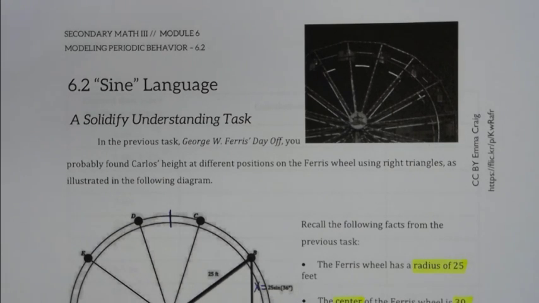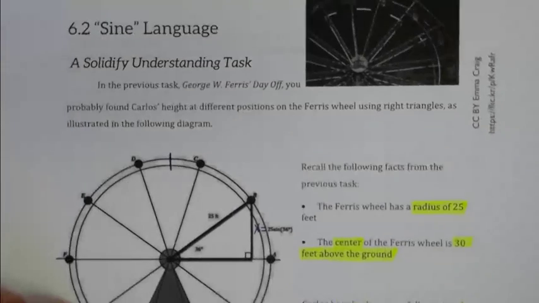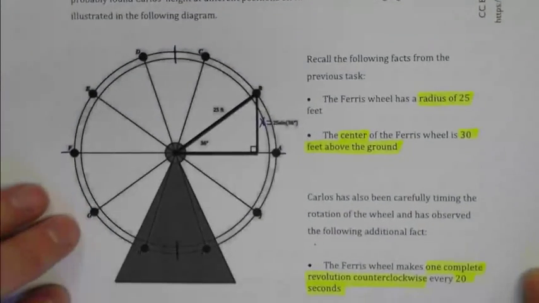This will pick up exactly where we left off in our last task, talking about the Ferris wheel and its height above the ground at different positions while our friend Carlos was riding it. Some facts about our work in our last video are listed in front of us now.